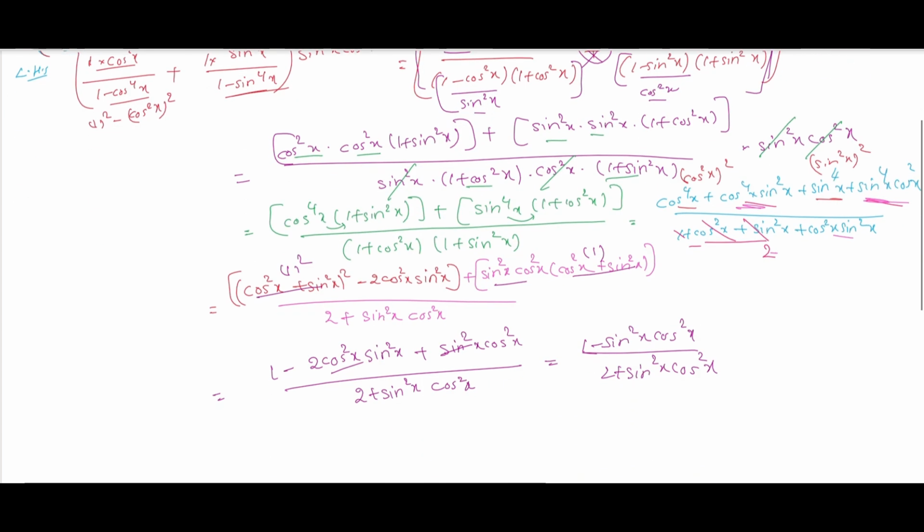You can match these two things. So this is same as the RHS, so hence proved. In this video, we have seen how to solve different problems from exercise 1 of trigonometric functions.